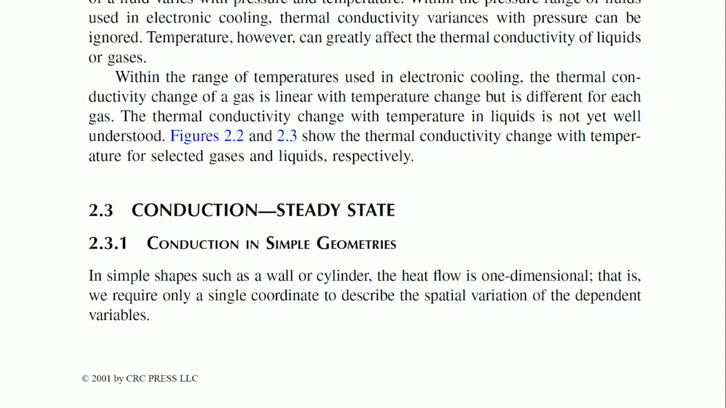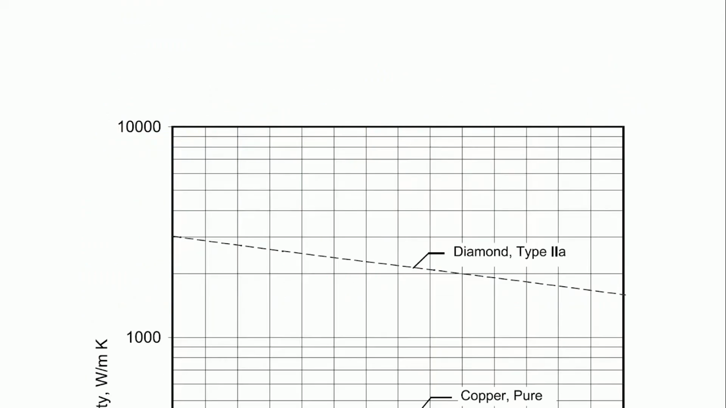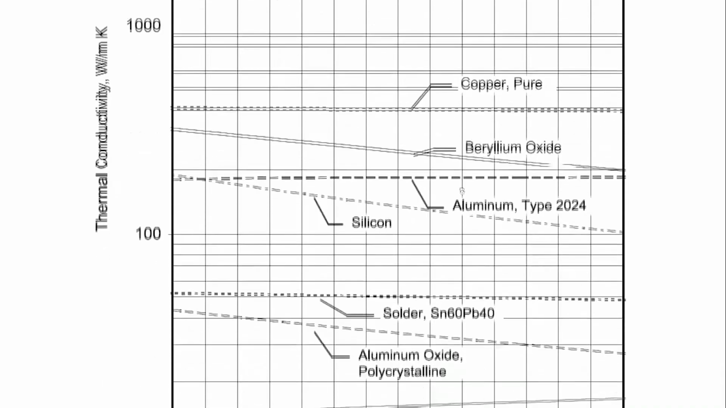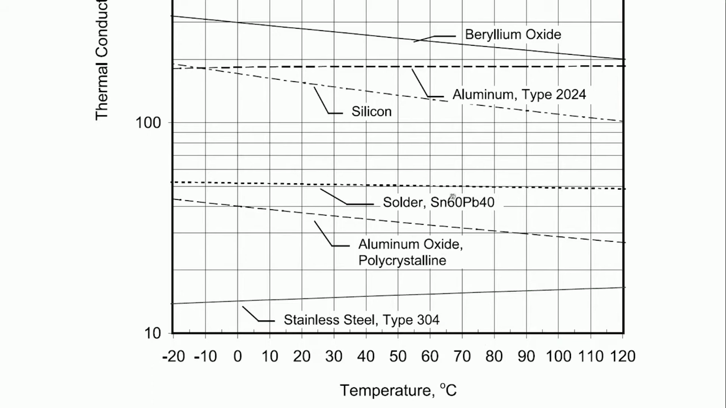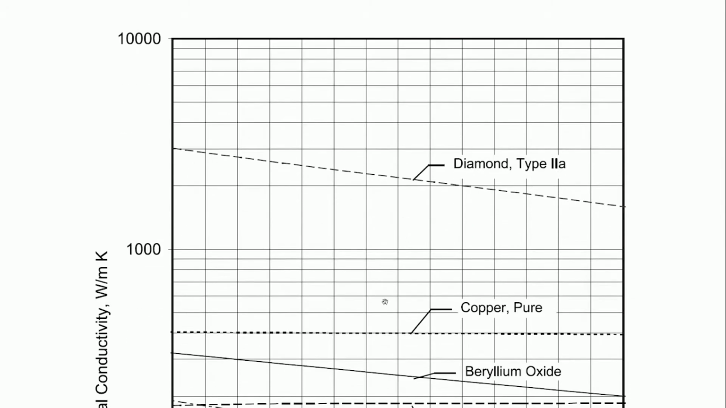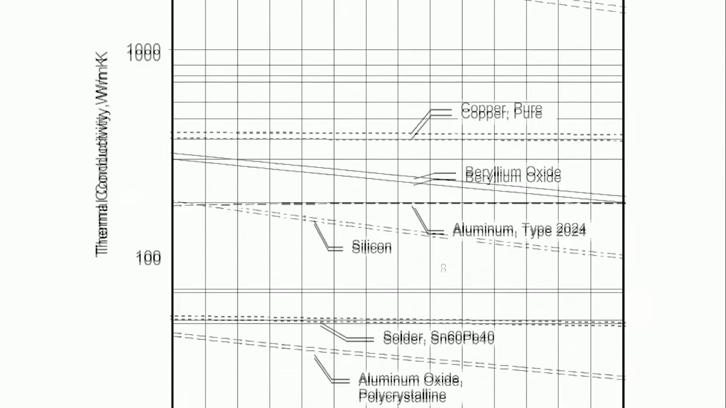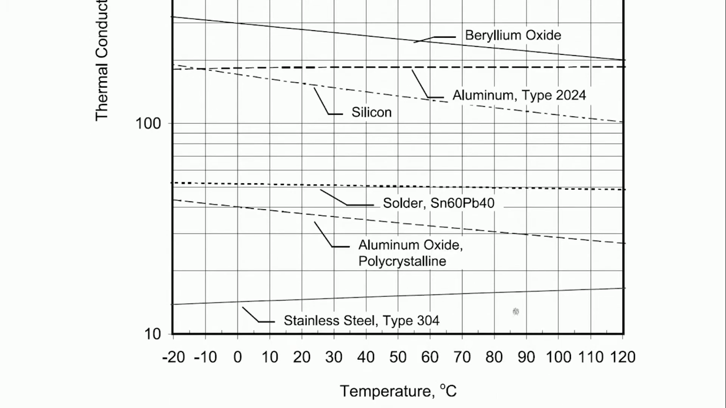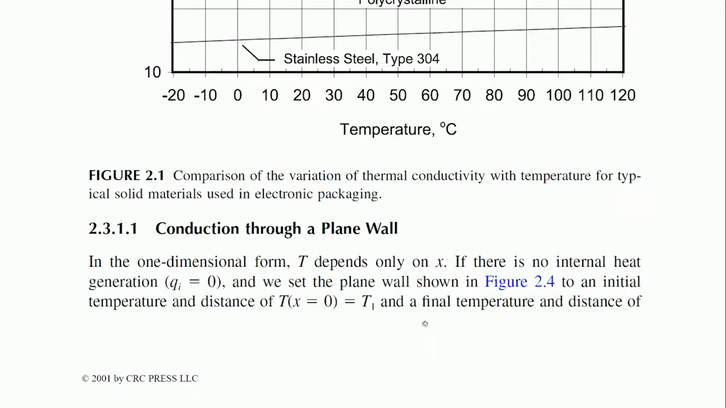Now, in simple shapes such as a wall or a cylinder, the heat flow is one dimensional, that is, we require only a single coordinate. Oh, I think I skipped this. So, let me just show you degree centigrade per watt: diamond stays there, copper, beryllium, silicon, and the bottommost you have things like stainless steel, meaning for a given amount of wattage, the amount of temperature rise is ridiculously high here. So, let me go further.